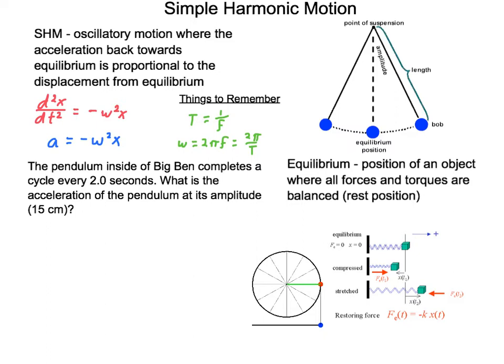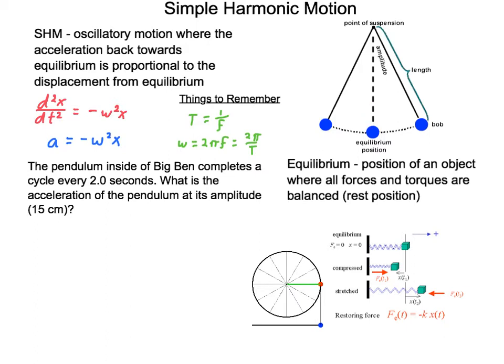Now, simple harmonic motion is an oscillating motion where the acceleration is always pointing back towards equilibrium. Now, equilibrium is the spot where everything's at rest. That's the position of the object. All forces and torques are balanced, the center position, or if you left it alone, that position.